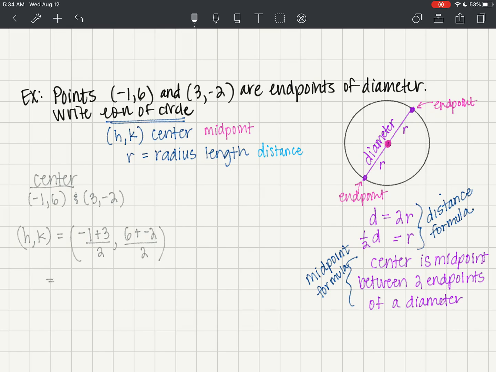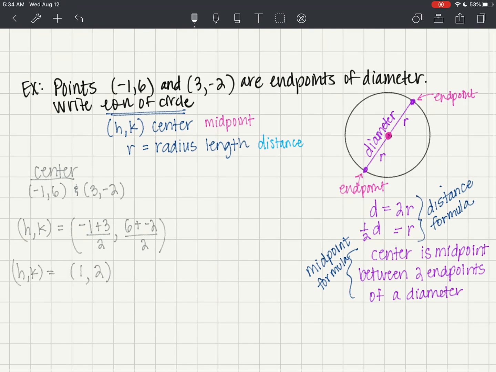So -1 plus 3 is 2. 2 divided by 2 is 1. 6 plus -2 is 4. 4 divided by 2 is 2. So our h comma k is at (1, 2).